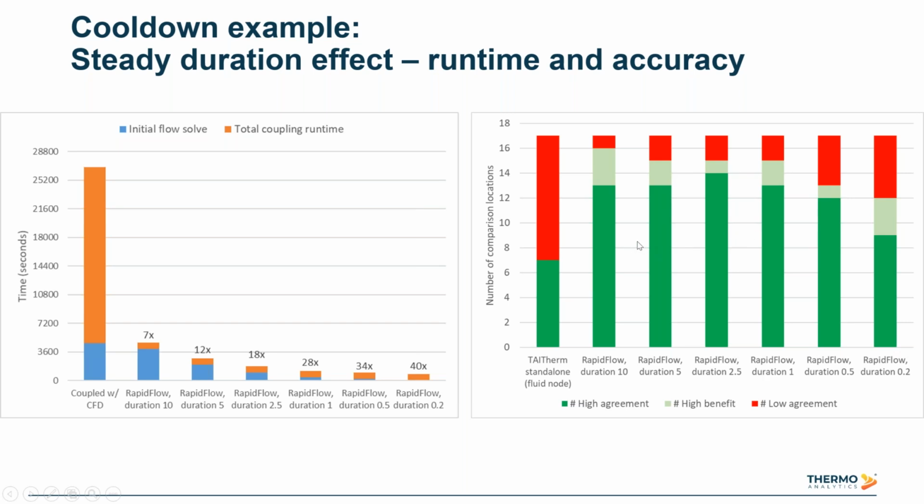And again, similar to the flow images, there's not a lot of drop off in accuracy until we get to the very low durations here. So even with a 1 or 2.5 second duration, where we're 18 to 30 times faster than CFD, we can still capture a lot of the same accuracy effect. So again, trying to give you a sense of how the trade-offs can be tuned when using this approach.